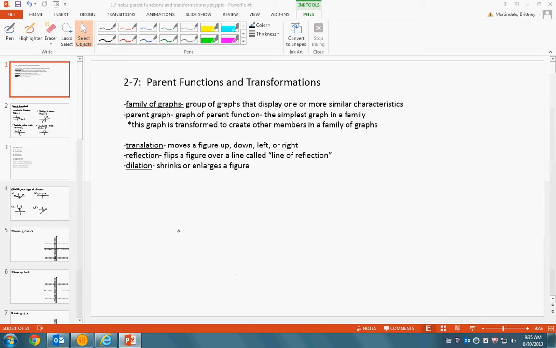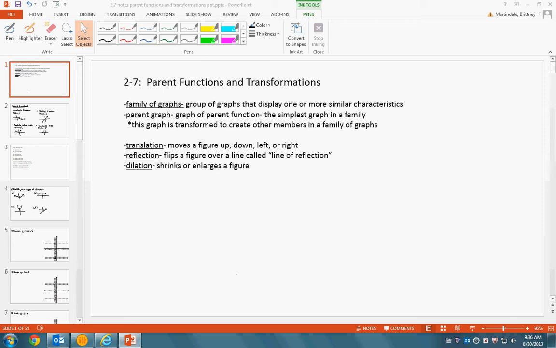It is a group of graphs that display one or more similar characteristics. Then you have a parent graph. It's a graph of a parent function. So basically, this is the simplest graph in a family. This graph is transformed to create other members in a family of graphs. So in a moment, you're going to see what the parent graphs are, and we will be moving them to make new graphs. It's a lot easier than doing a t-table all the time.